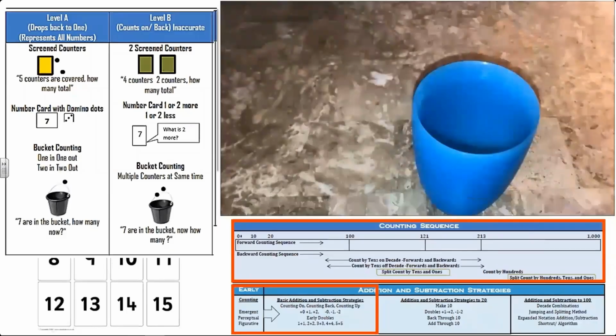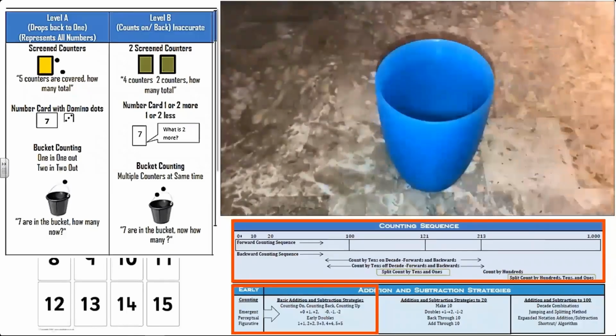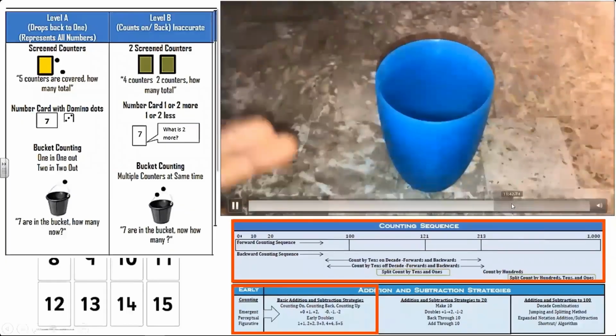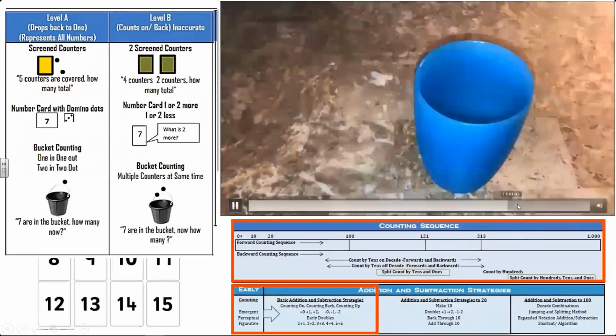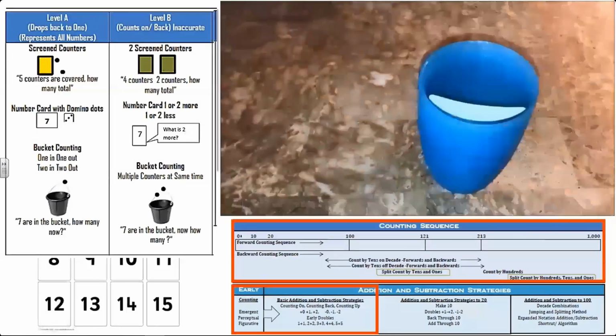And what are we teaching them to do right now? We may not even realize it, but we're teaching them how to count on, right? We have 3 in the cup. We put 2 more. They have to go 3, 4, 5. Now I'm going to put a 9 card in there. So we know that we're starting off with 9, and then I can go 9, 10.